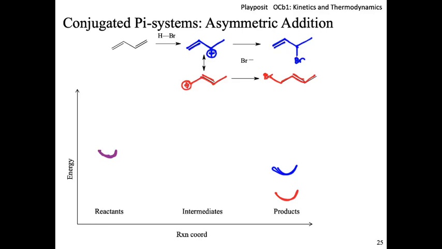Which one do you want to place first, red or blue? Blue. Okay, so let's go ahead and place it. It's higher in energy than our reactant, so we'll just arbitrarily place that somewhere like that. So now the question is, where do we place red?